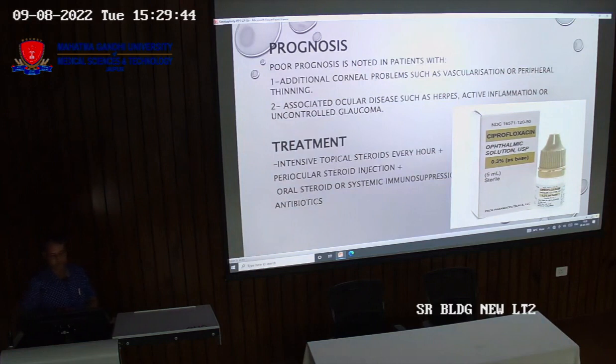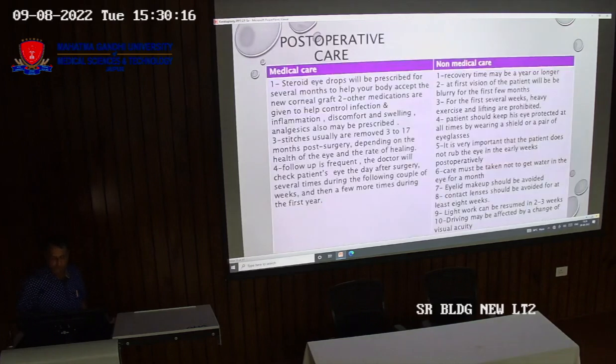Prognosis is poor in patients with additional corneal problems like vascularization or peripheral thinning, and associated ocular disease like herpes, active inflammation, or uncontrolled glaucoma. In these cases, usually the results are poor after keratoplasty. Treatment of rejection is intensive topical steroids and periocular steroid injections, oral steroid and systemic immunosuppressive drugs to prevent the rejection. Post-operative care, medical and non-medical care, I will not go into details.